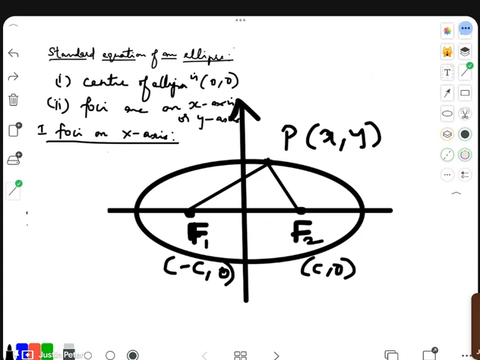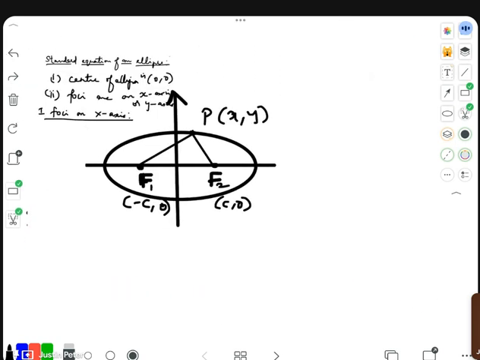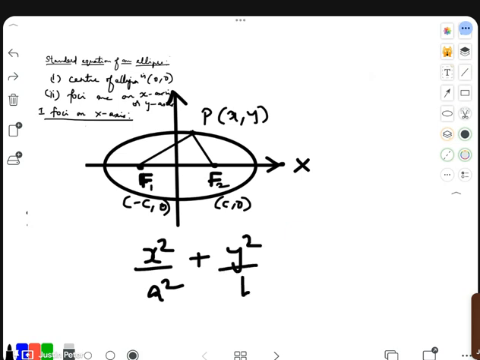Now, the standard form of the equation of an ellipse whose foci is on the x-axis is going to be x square by a square plus y square by b square equals 1. Remember this.